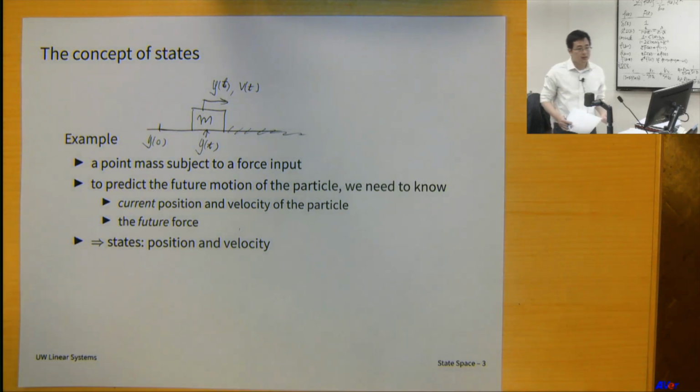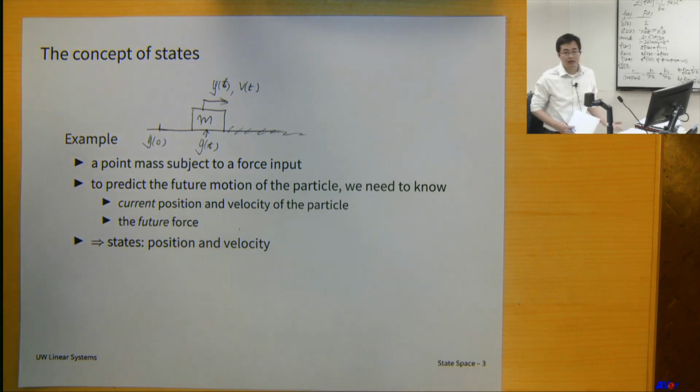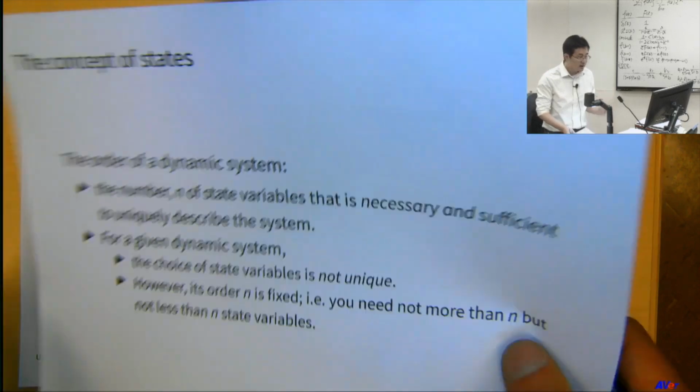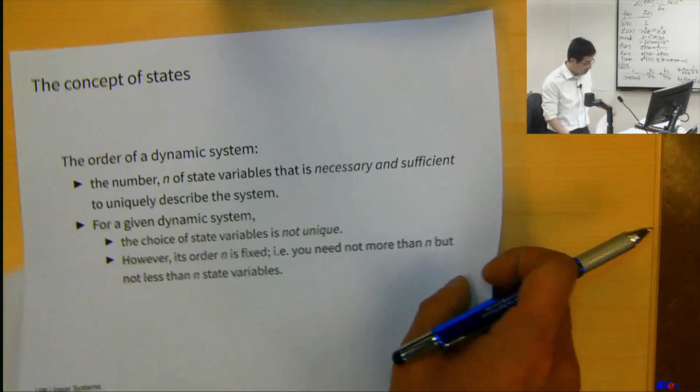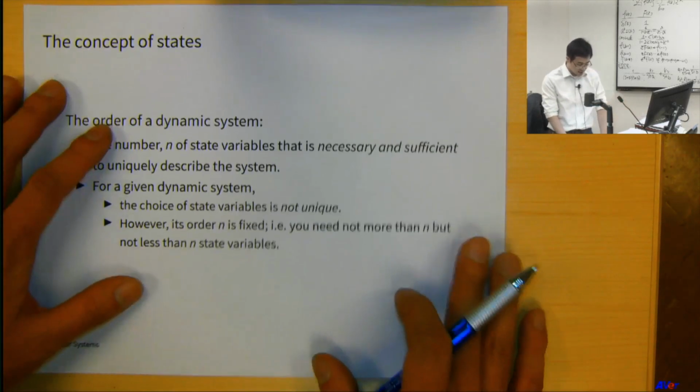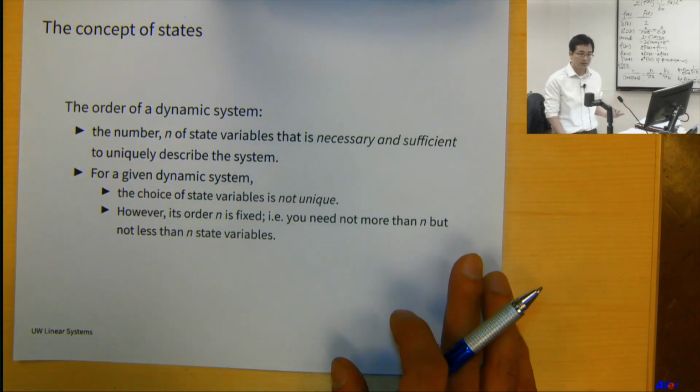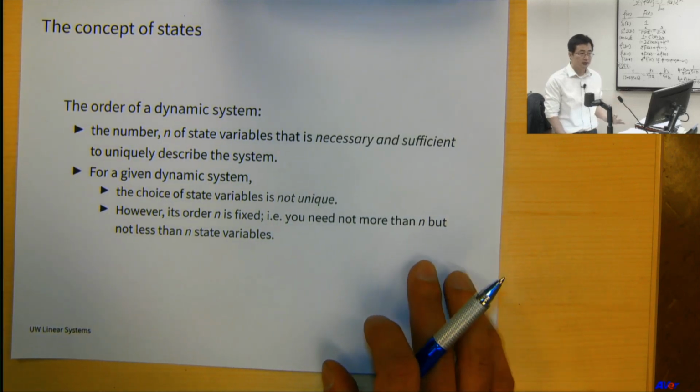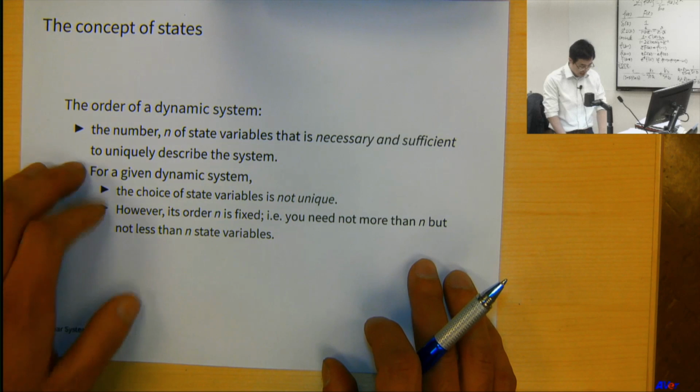So from here, we know that this is the only thing we need, right? If I just know the velocity but not the current position, then I won't be able to know precisely the future position. If I know the position but I don't know the velocity, I won't be able to do the prediction. So I need both of them, and I only need these two. So the order of this system is 2, because in the states, I just need these two pieces of information.